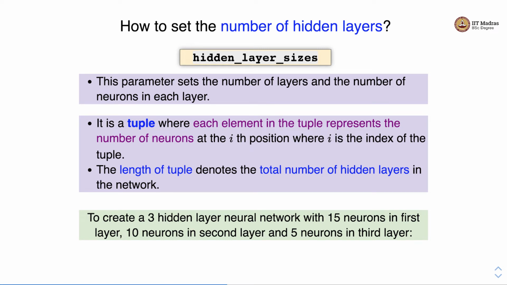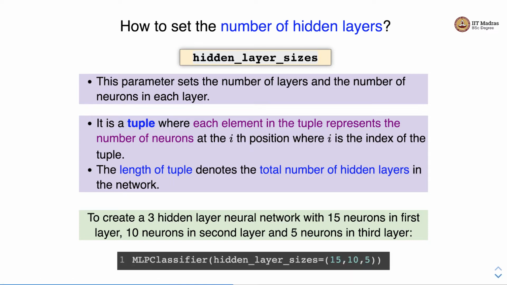To create a 3 hidden layer neural network with 15 neurons in the first layer, 10 neurons in the second layer, and 5 neurons in the third layer, we essentially set the parameter hidden_layer_sizes with a tuple with 3 values, which is 15, 10, 5. So the length of the tuple implicitly represents the number of hidden layers, and the first hidden layer has 15 neurons, second one has 10 neurons, and the final one has 5 neurons.